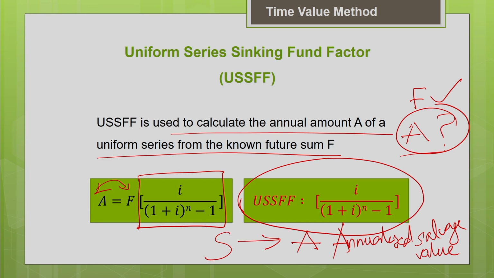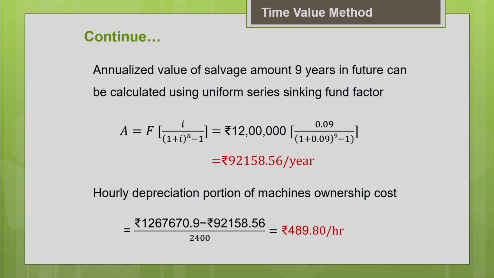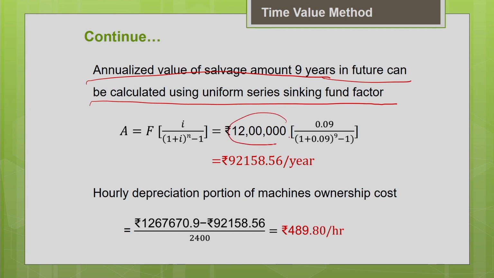Let us see how it is applied. The annualized value of the salvage amount 9 years in the future can be calculated using the uniform series sinking fund factor as below. A equals F, where F is the future salvage value, 12 lakh. You know the interest rate, you know the N, and this is your uniform series sinking fund factor. You multiply the sinking fund factor with the salvage value and you get the annualized salvage value.